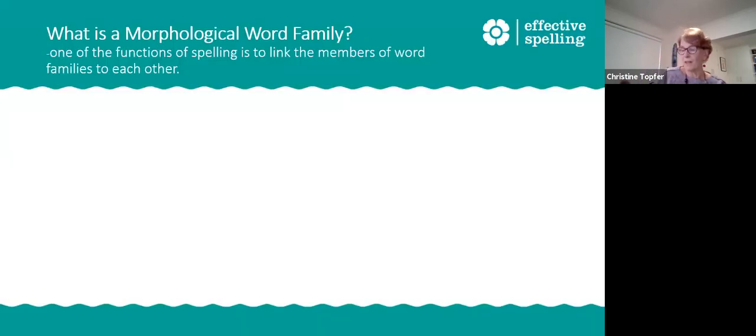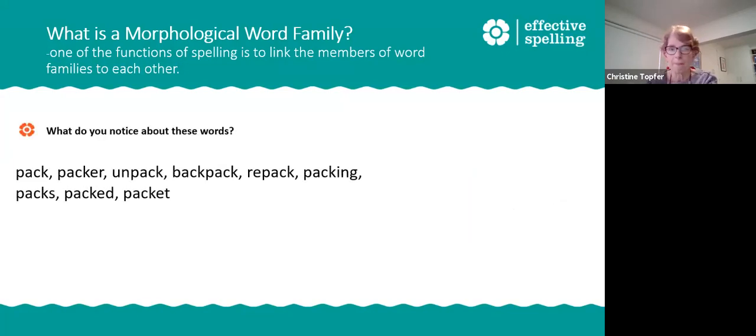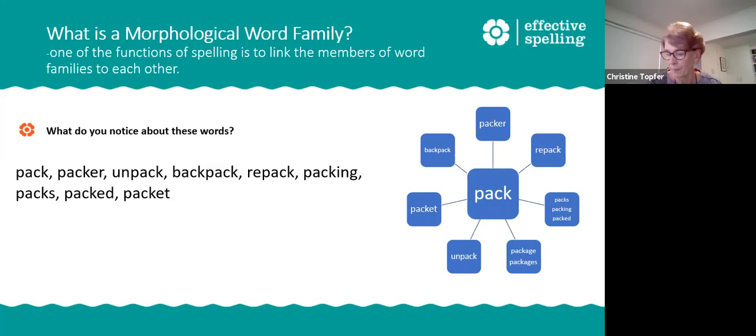So you might say, well, what is a morphological word family? Well, each word has a common base, or a base element as we call them, that shares a common spelling and a meaning. So here, what do you notice about these words? Have a look at one of these words. You might want to look at them like this in what we call a word web.